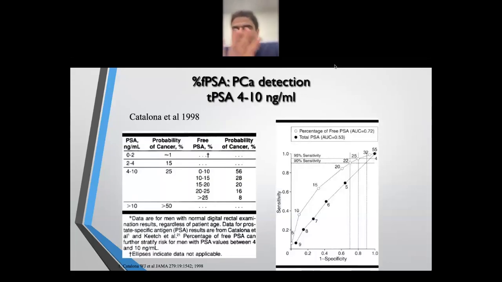Now, this is not important. I'm not going to get into this because it is going to be more detail. I'm going to talk about it a little bit later, but just briefly, the free to total ratio is also important. We know that it is significant when your PSA is in the range between 4 to 10. So it is also one of the adjuncts that I use in the decision.